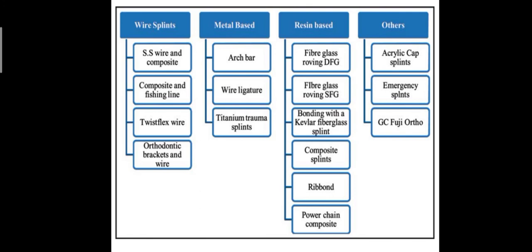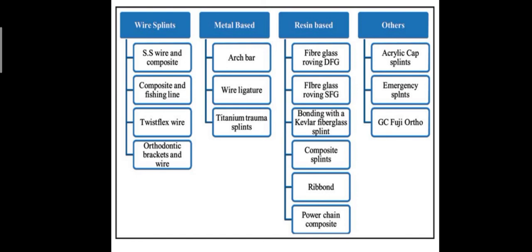Basically, a splint is divided into four groups: wire splints, metal based, resin based, and others. Wire splint: stainless steel wire and composite, fishing line, twist flex wire, orthodontic brackets and wire. Metal based: arch bar, wire ligature, titanium trauma splint.